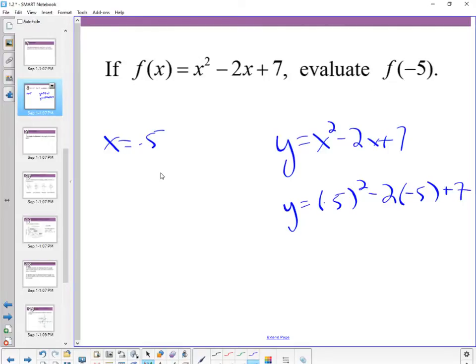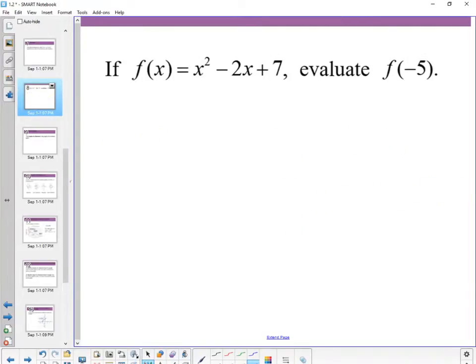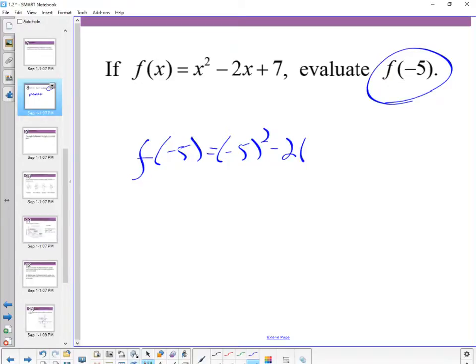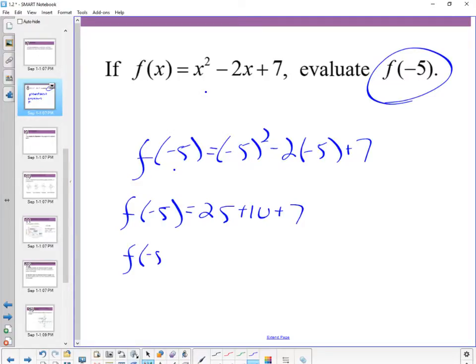The nice thing about function notation is that it's there, okay? So when I'm going to evaluate this, I'm going to evaluate f at negative 5. And then I've got this business going on. What happened to my x? What did it become? So what happened to all the other x's? And then I evaluate. So that means that f at negative 5 is 25 plus 10 plus 7. f of negative 5, what is it, 42?